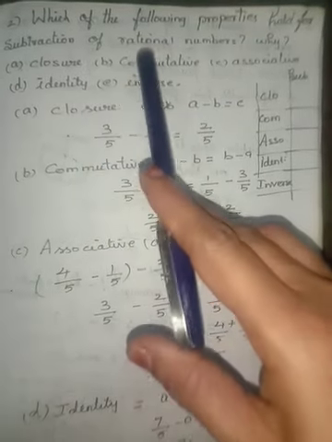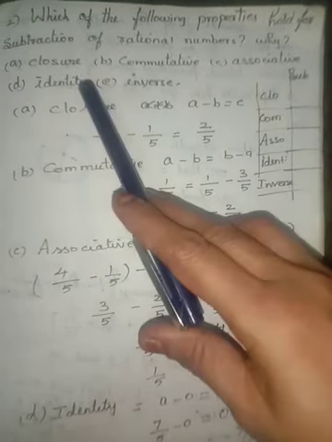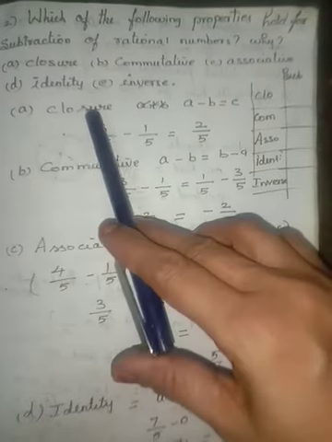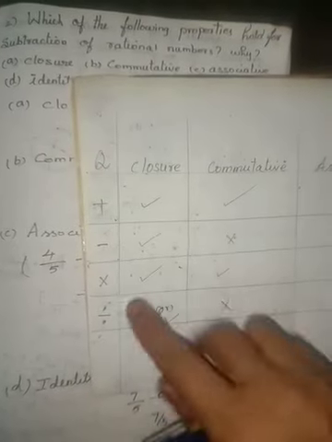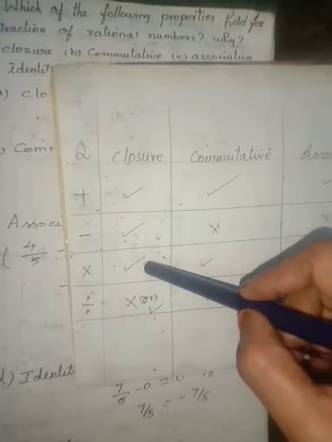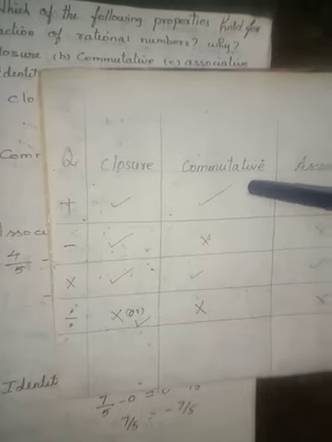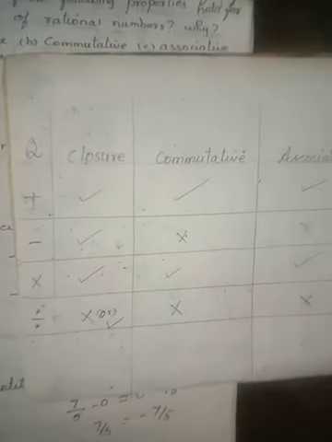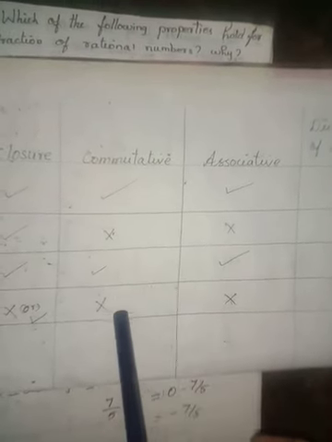So the next one is, which of the following properties hold for subtraction of rational numbers? The closure, commutative, associative, identity and inverse. Students, we had seen this tabular column. The closure property is satisfied for addition, subtraction, multiplication, and may or may not be applicable for division. Similarly, commutative property is satisfied only for addition and multiplication. Associative property is also satisfied only for addition and multiplication. Commutative and associative both are not applicable for subtraction and division.